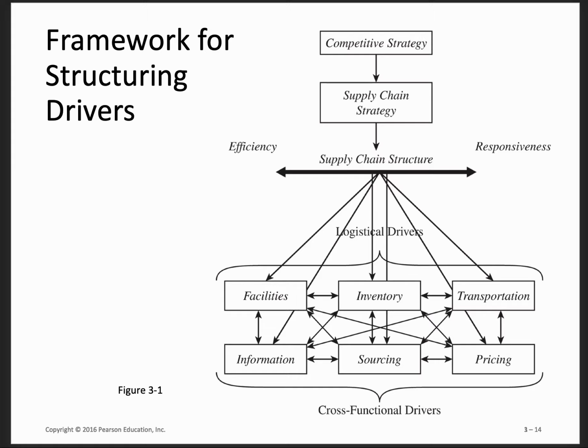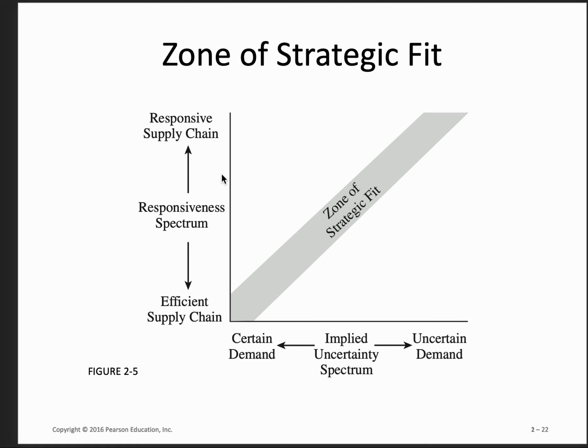Now, if you remember, in a previous video last week, we talked about the idea of the zone of strategic fit, where we looked at how you design a supply chain, and what is the best zone to have your supply chain based on the responsiveness spectrum and the implied uncertainty spectrum. Your supply chain can be very responsive or it can be efficient. It can only be one or the other, and the same goes for uncertainty, both in demand and in supply. So based upon that, you have a zone of strategic fit.